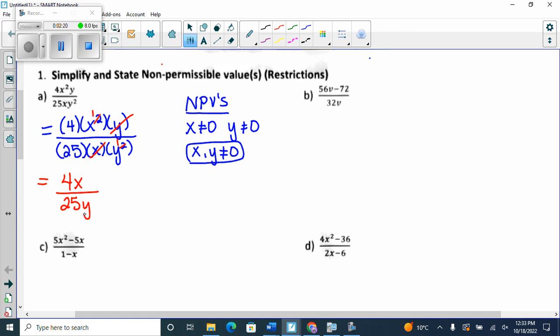And I could leave them both in separate brackets or no brackets at this point because it's the answer, right? And they're monomials. Brackets just mean they're multiplied. No brackets means they're multiplied. So I can just leave it like that. And then I have x comma y can't equal 0.